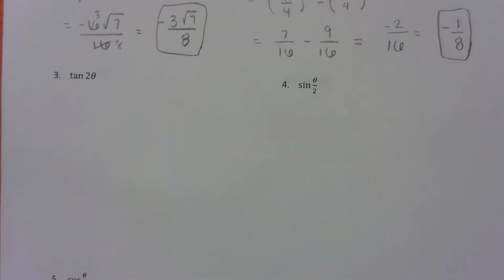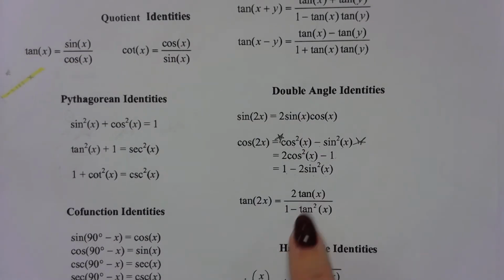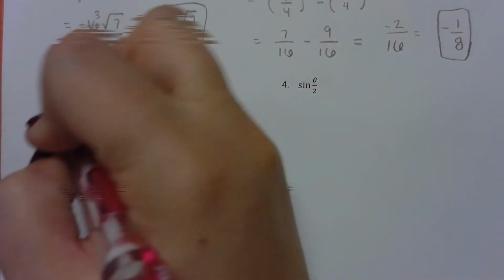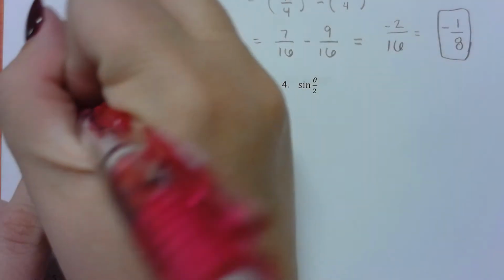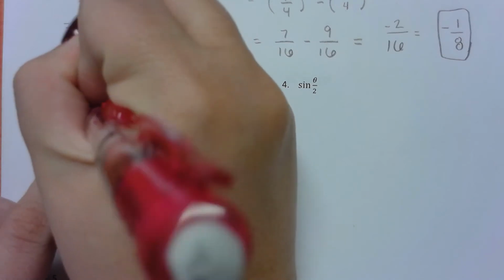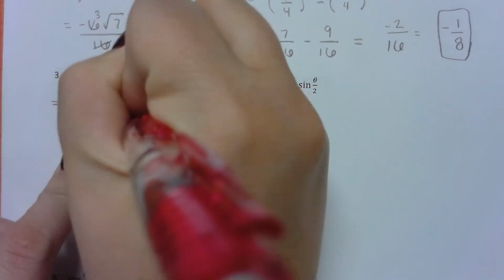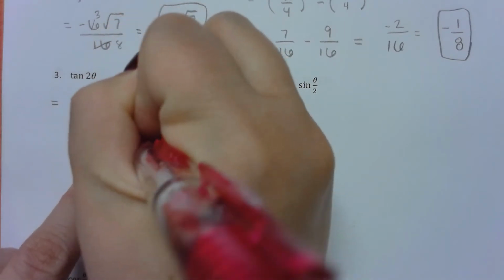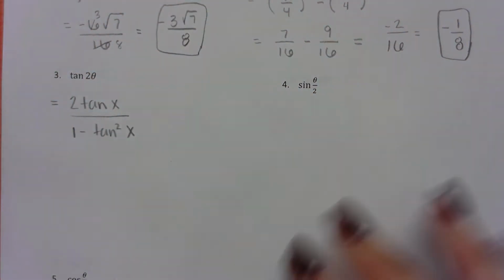Number 3, tangent of 2x. So our tangent formula is 2 tangent over 1 minus tangent squared. So I'm going to copy that down just from my sheet. Remember, you get to use this sheet on your test. You do not have to memorize these. So let's look back at our triangle.